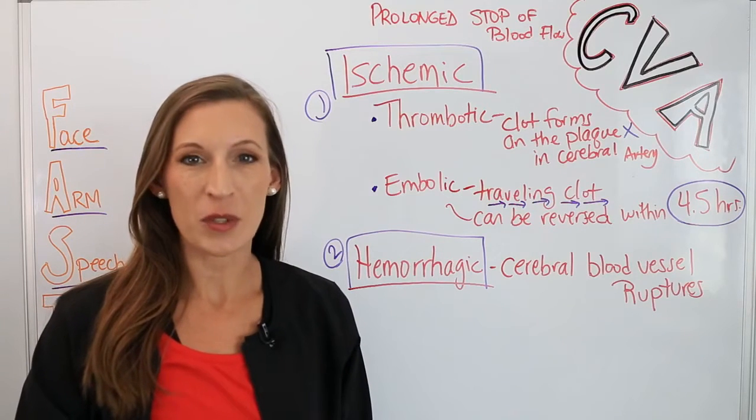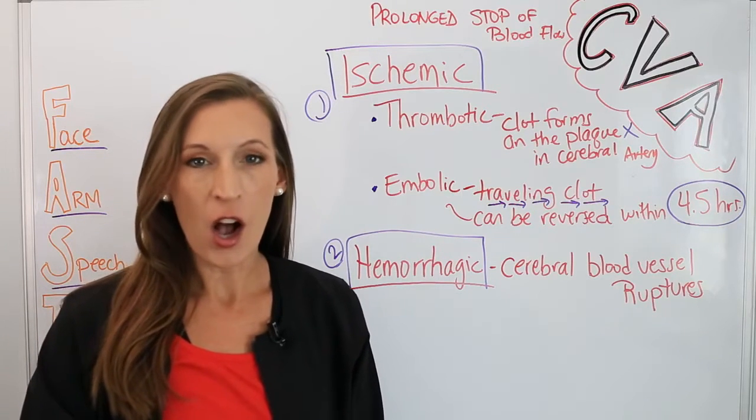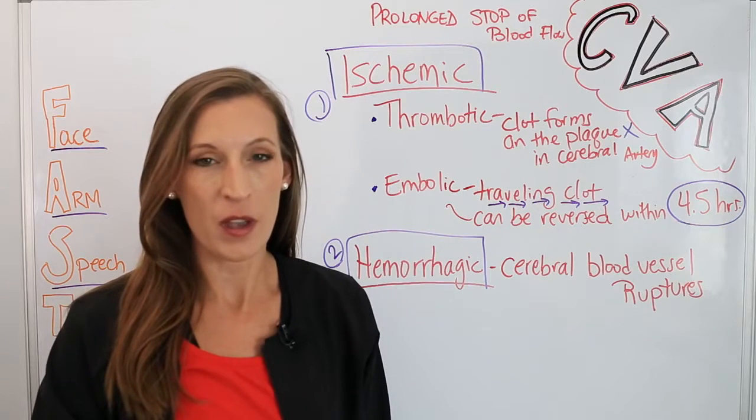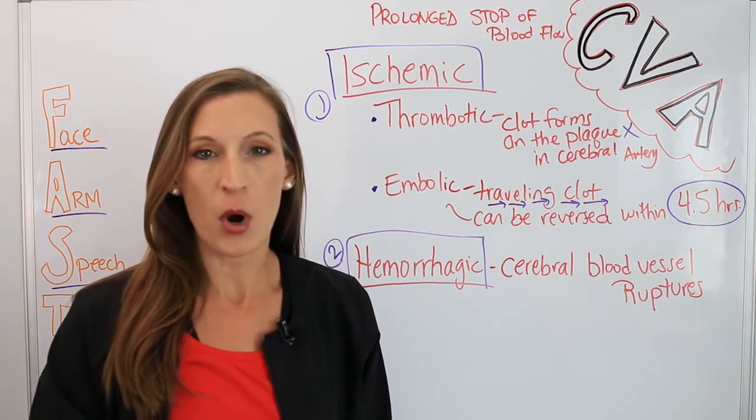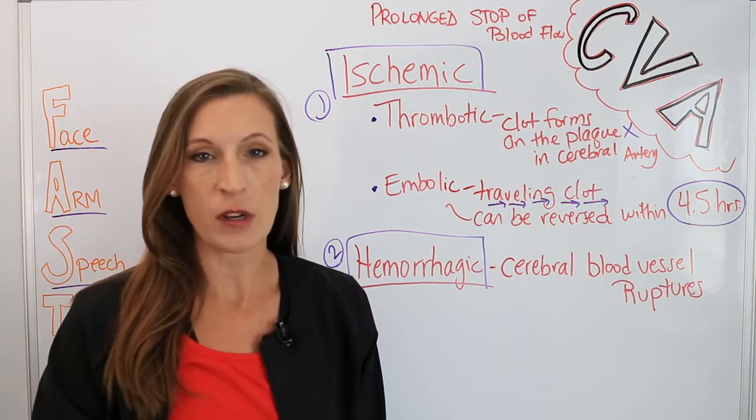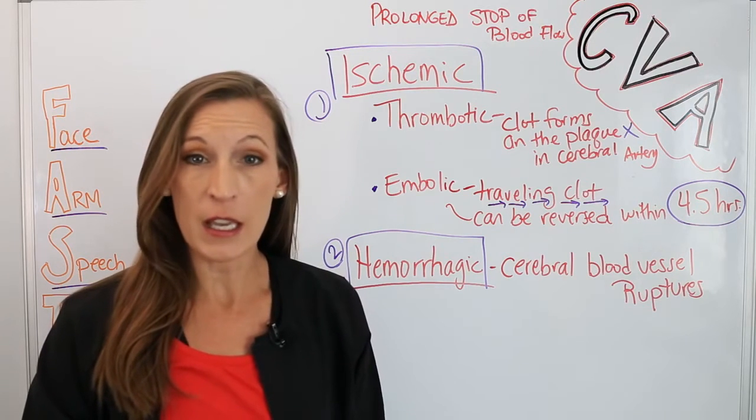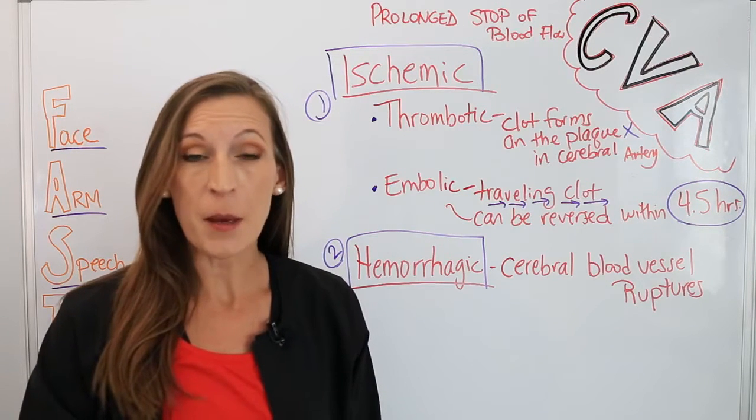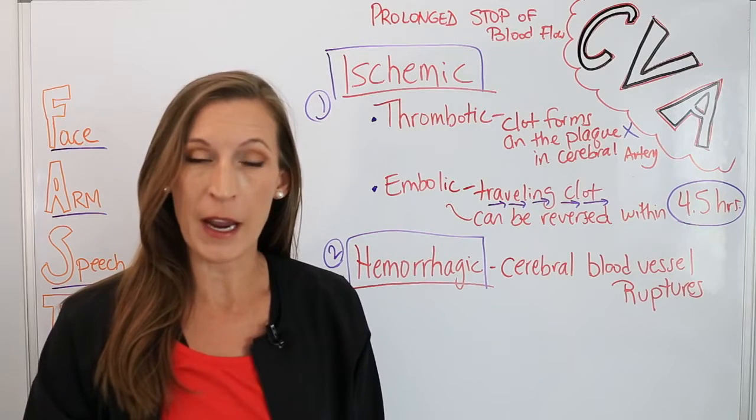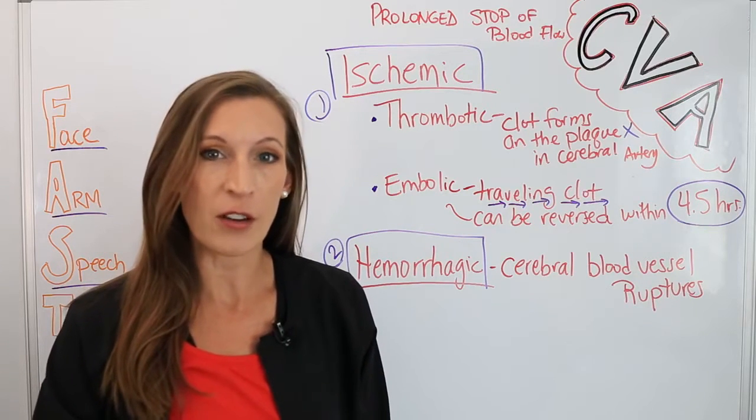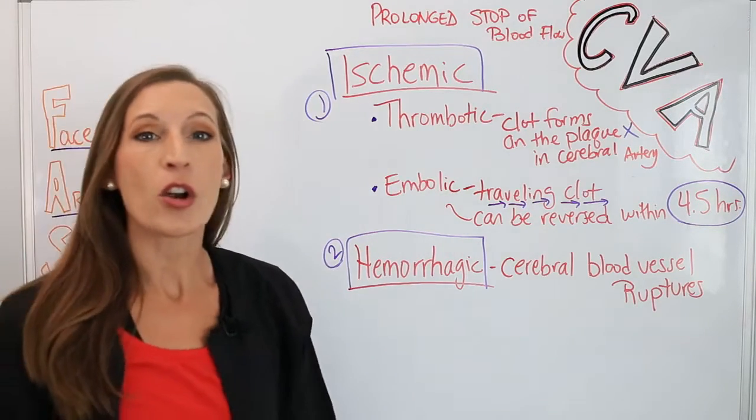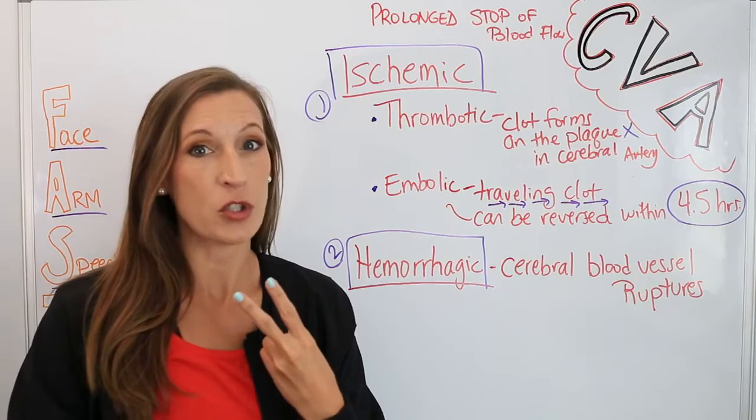CVA stands for Cerebral Vascular Accident, also known as a stroke. That means there is a prolonged interruption or stop of blood flow in the cerebral arteries that prevents blood from reaching the brain to deliver oxygen and vital nutrients. There are two types of strokes.